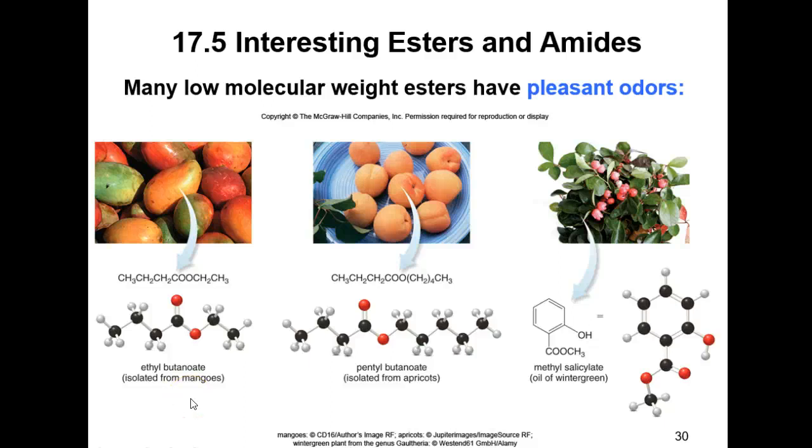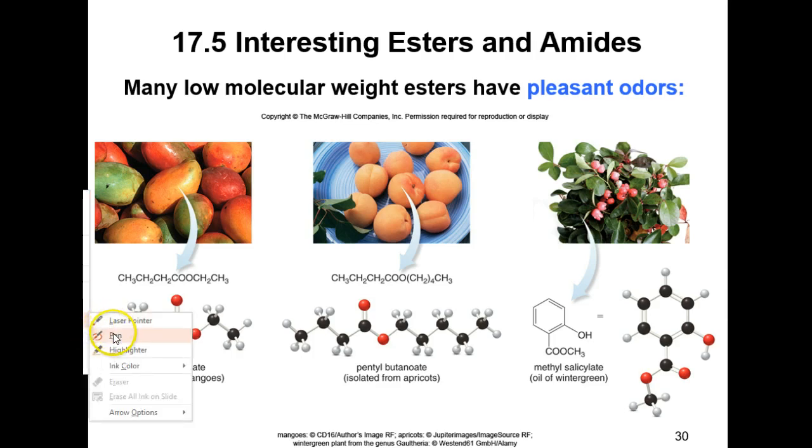All right, as far as interesting esters, a lot of the smells in our fruits, vegetables, and plants come from esters. Flavors, especially in our fruits, come from esters, right? And the mango smell is actually a very simple ester. Let me grab the pen real quick.